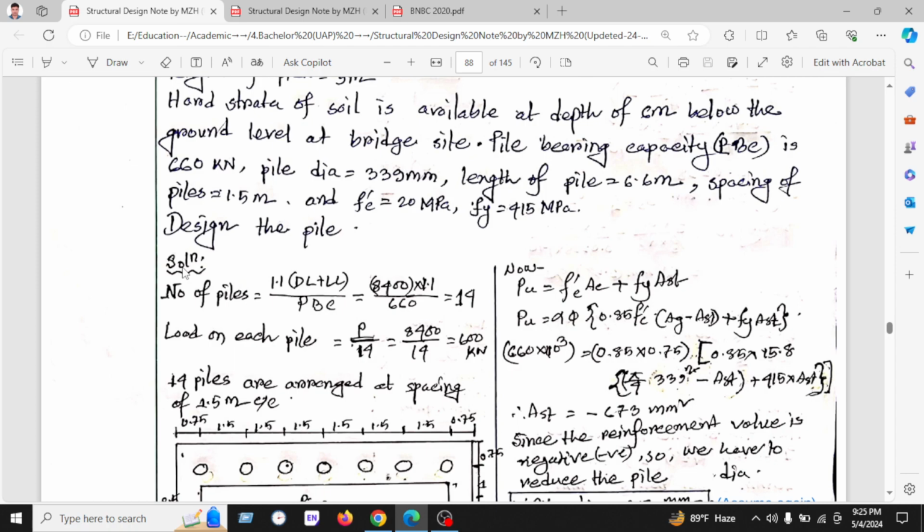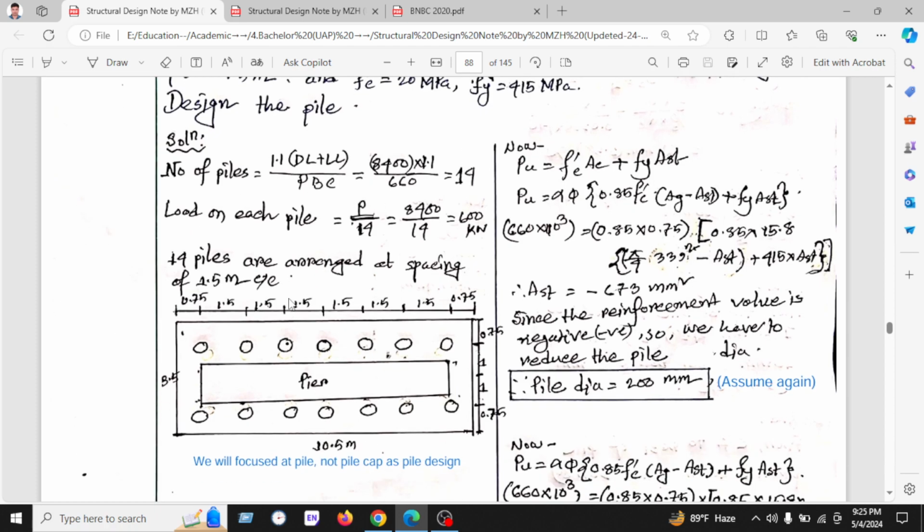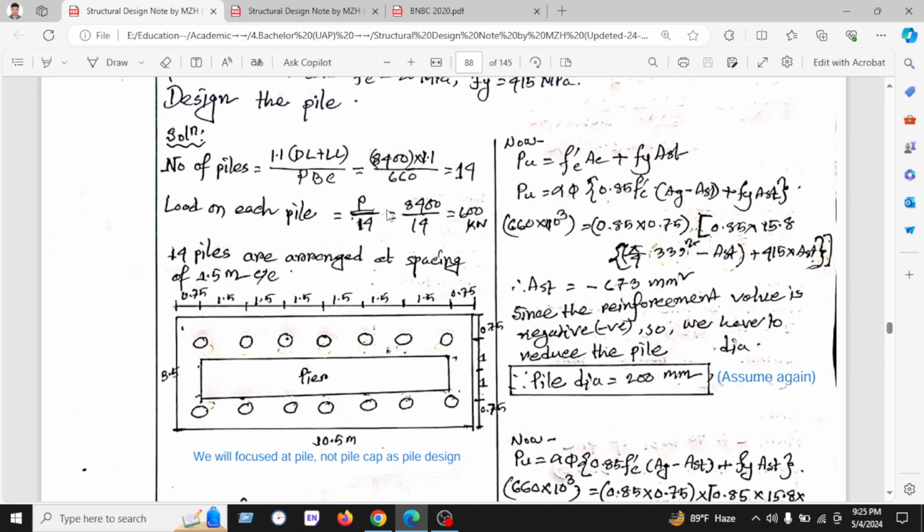At first, we have to find out the number of piles. We know the number of piles equals 1.1 times dead load plus live load divided by pile bearing capacity, and we get 14 piles to use. Then the load on each pile is the total load divided by 14, and we have got 600 kilonewton load applied on each pile.